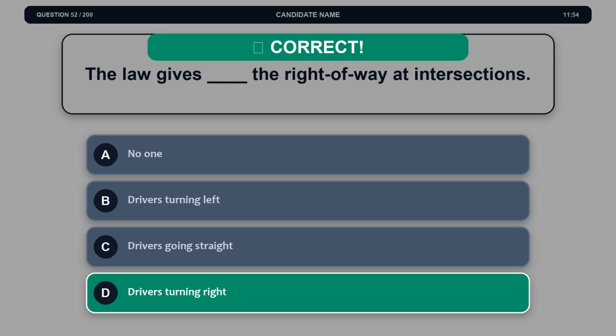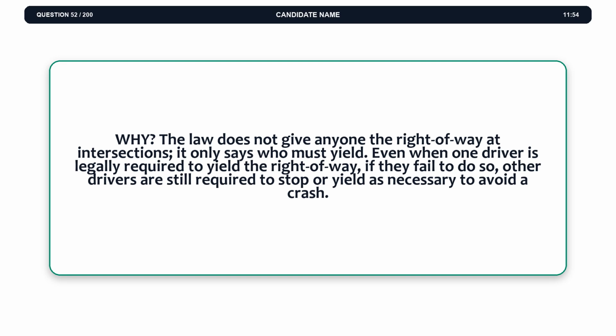The correct answer is option D, drivers turning right. Explanation: the law does not give anyone the right-of-way at intersections. It only says who must yield. Even when one driver is legally required to yield the right-of-way, if they fail to do so, other drivers are still required to stop where yield is necessary to avoid a crash.